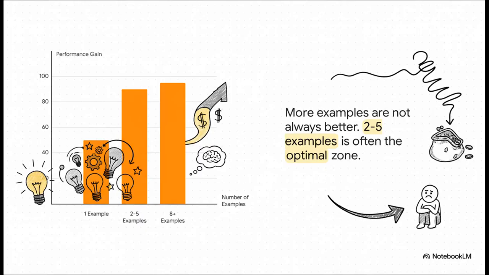But a quick word of caution here, more is not always better. There's a real law of diminishing returns at play. One example, that's a good start, but that 2 to 5 range is usually the optimal zone for performance. Once you start getting past 8 or so, you're mostly just adding length and cost because of tokens to your prompt for very little extra gain.